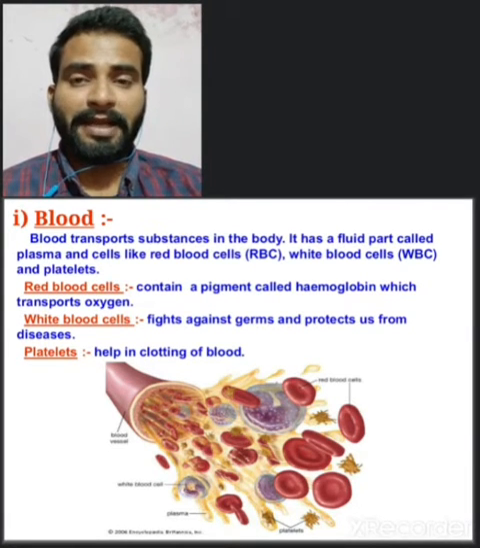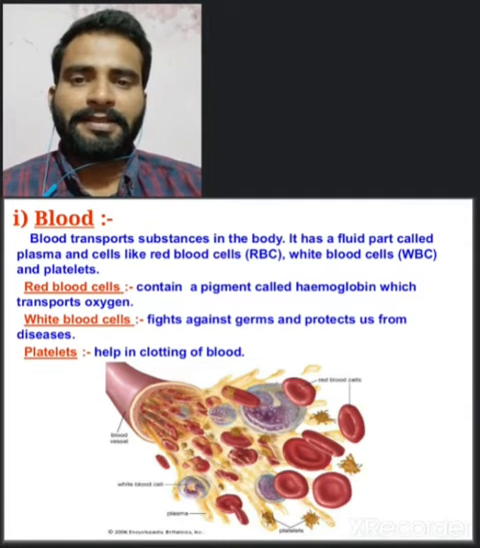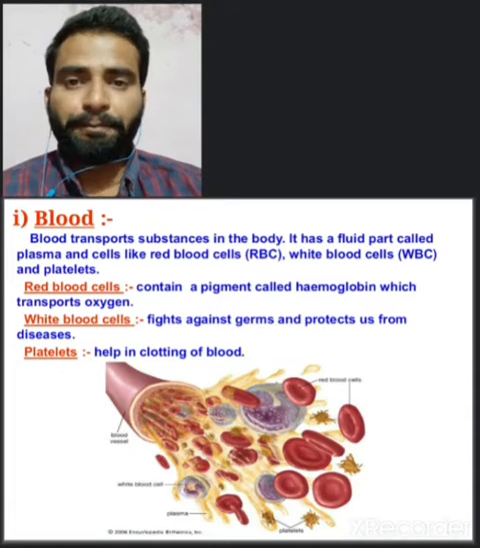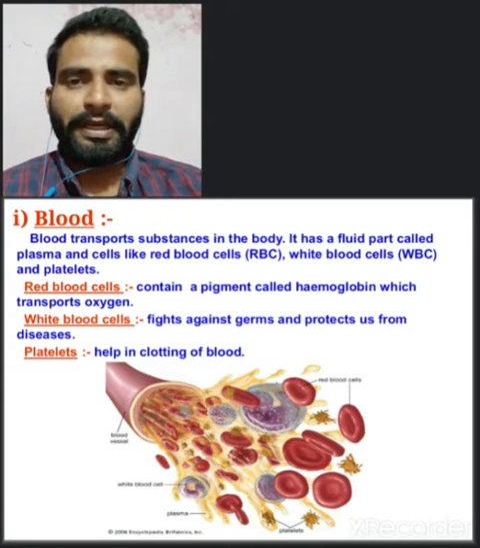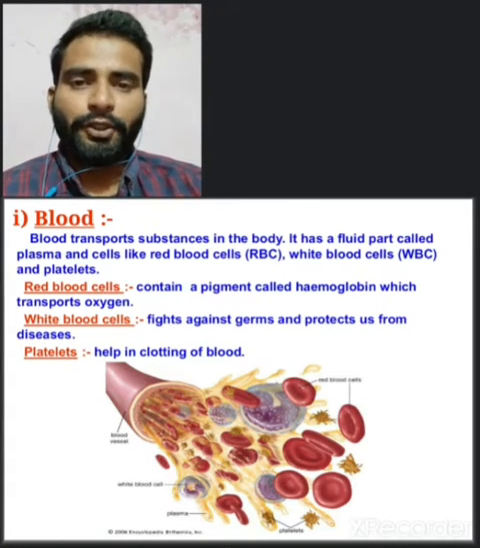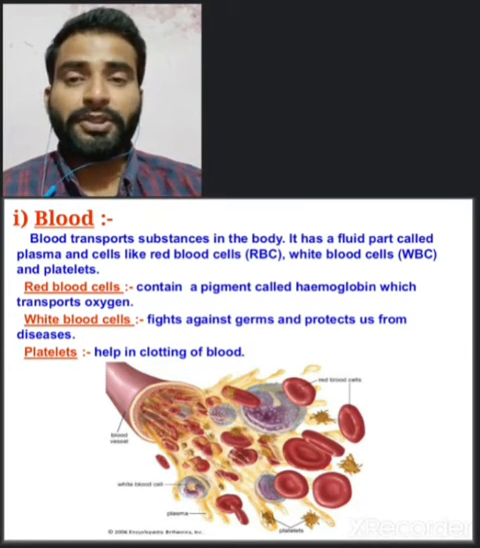And it has cells of different types. The first one is the red blood cell, called RBC. The second one is the white blood cell, WBC. And the third one is the platelets. The functions of red blood cells, white blood cells, and platelets are all very important for the body. Red blood cells contain a pigment called hemoglobin. Due to the hemoglobin, the color of our blood is red. Hemoglobin helps to transport oxygen.